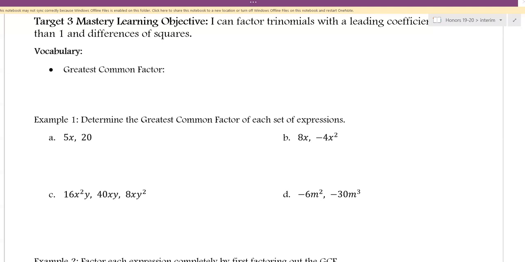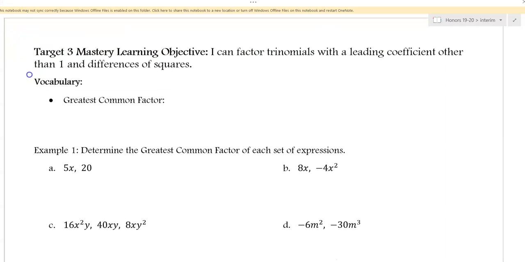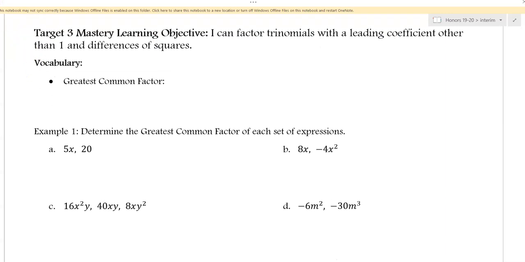We're now looking at our third target of our little review unit. And we're going to look at factoring trinomials with a leading coefficient other than 1, and differences of squares.